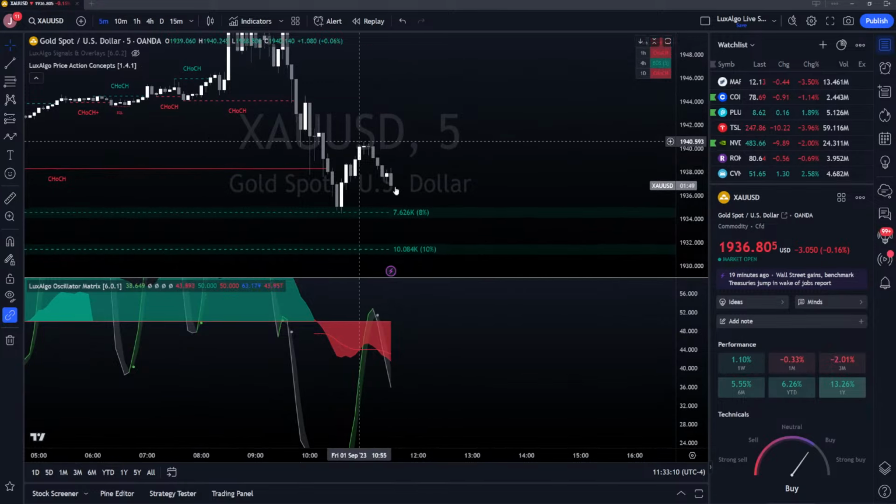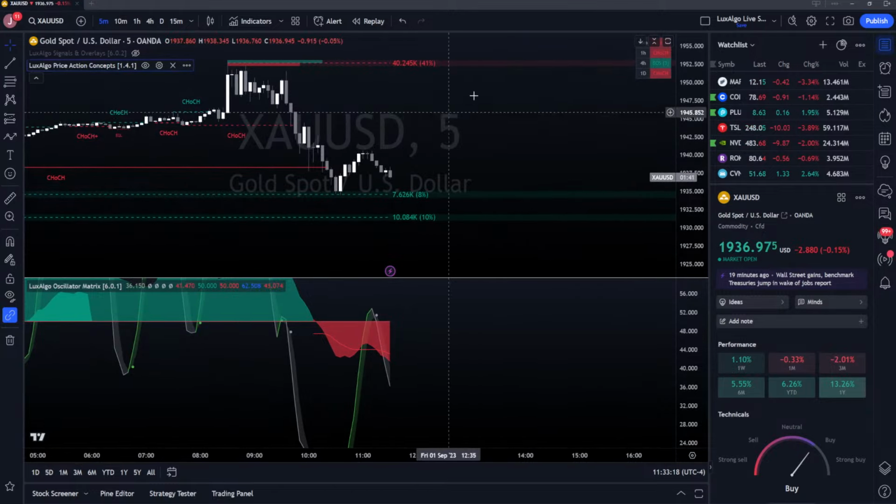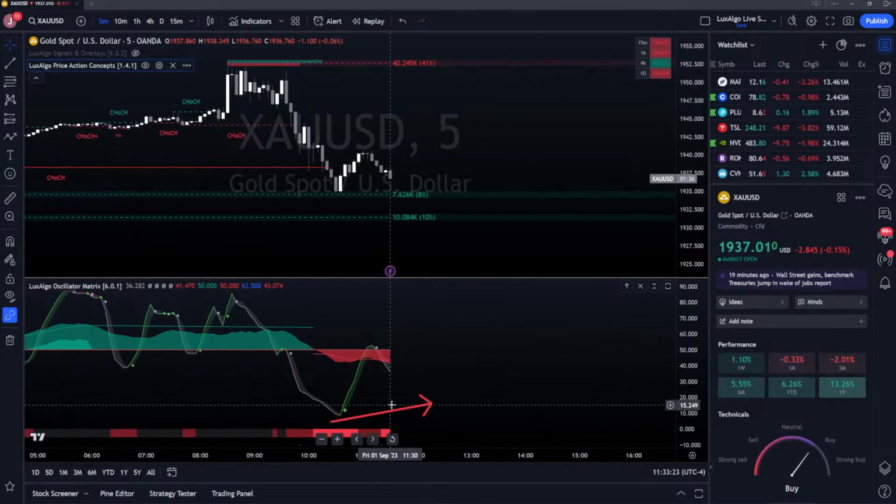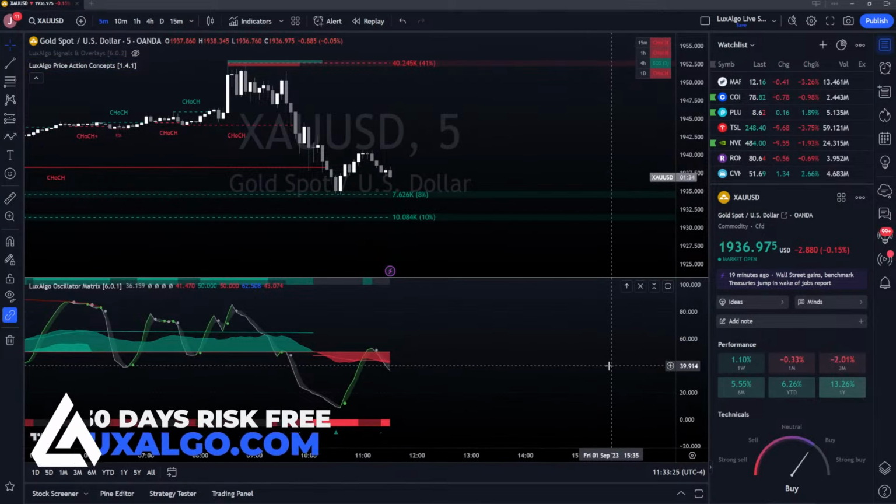So we'll see. That's the nice part about gold, it does set up and it does like to find that support and rebound, and then reject and rebound and reject. Gold is a very, very common ranging asset, so it's very fun to trade price action on gold.